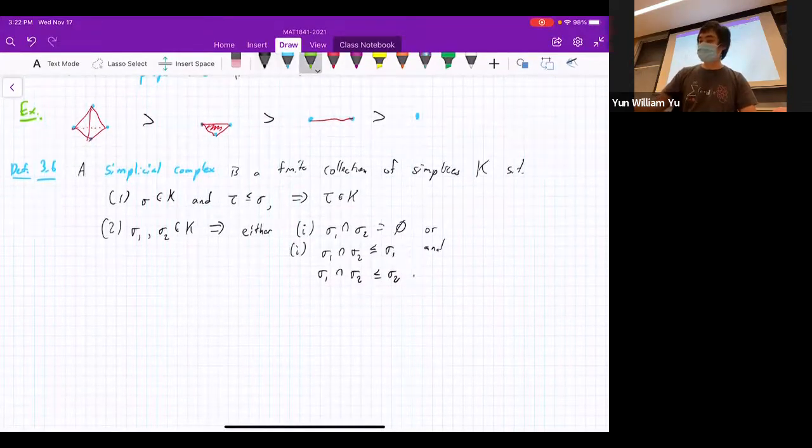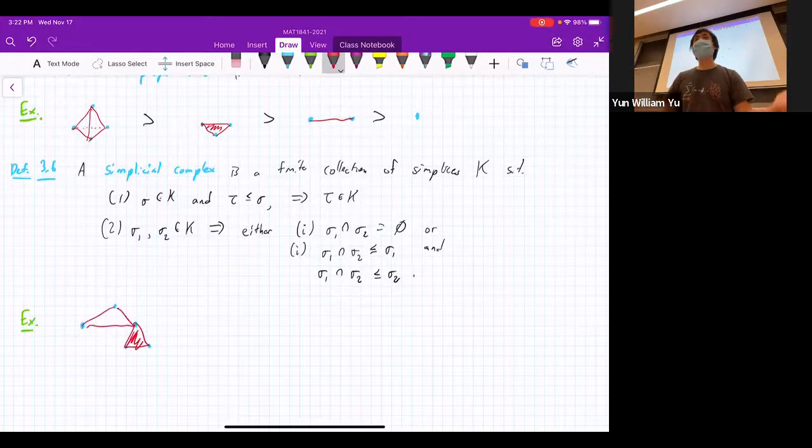Okay, so let me write out a couple of examples and ask you if they are simplicial complexes. So let's start with something easy. Let's say we have this here, and say that we have the two face there, and we have each of those. So this is a simplicial complex.